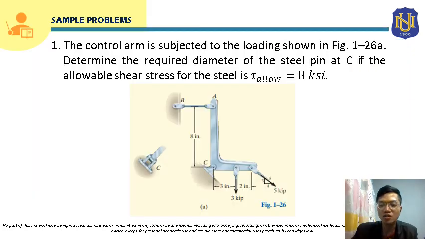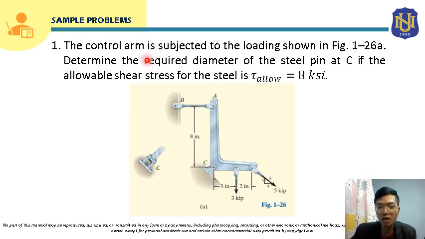Okay, so let's start solving sample problems for this. The control arm is subjected to the loading shown in the figure. Determine the required diameter of the steel pin at C if the allowable shear stress for the steel is 8 ksi. So we are going to design this steel pin at C. This is the steel pin at C. We are going to determine its required diameter.